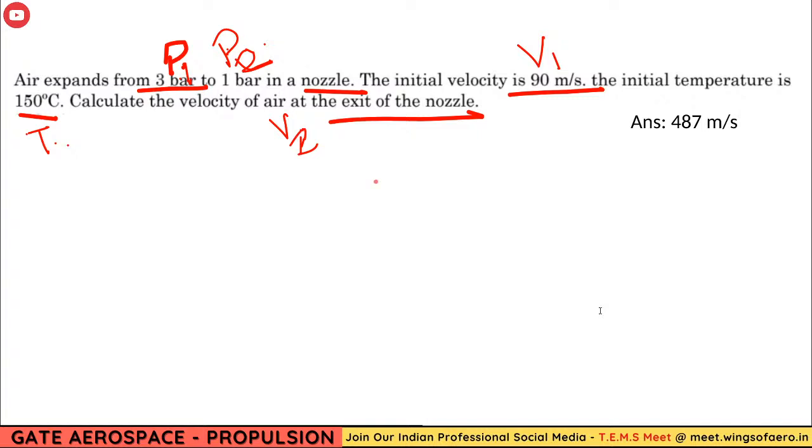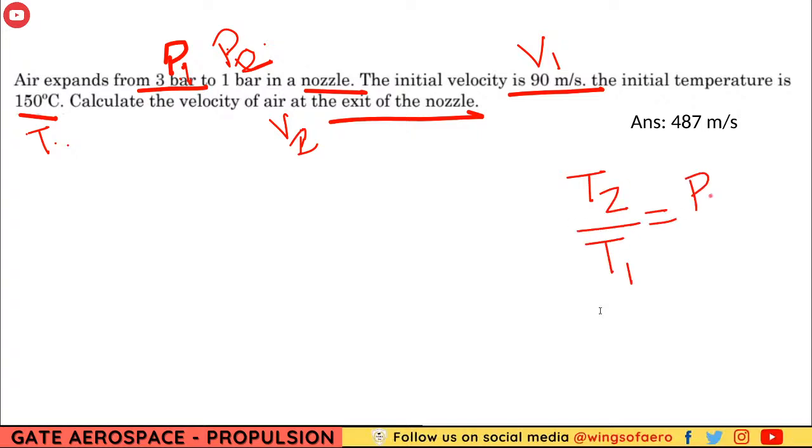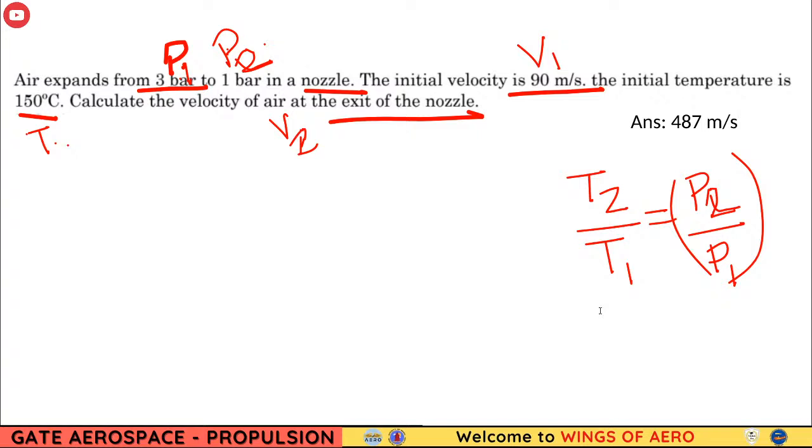Let me give you a hint. The formula is T2 by T1 equals to P2 by P1 raised to gamma minus 1 by gamma. It is an isentropic relation. It's an isentropic relation.